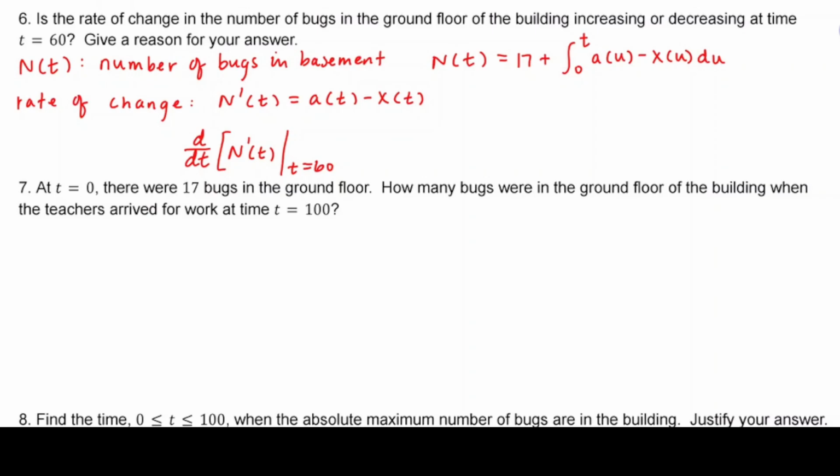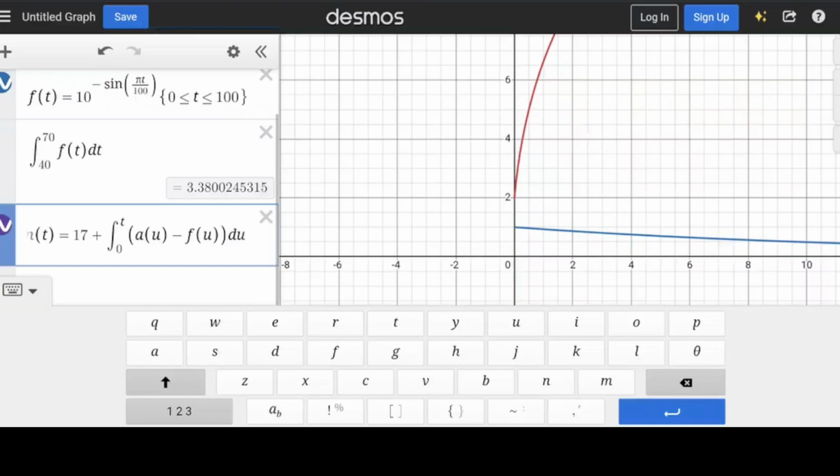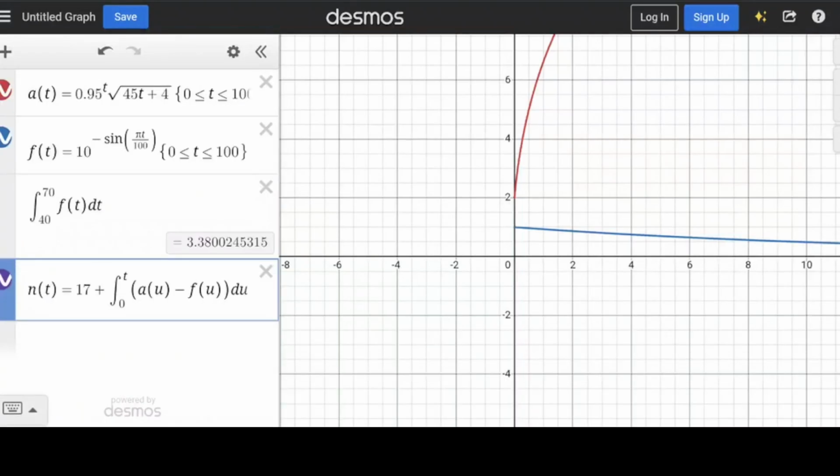So I'm going to go back. Okay, I've got it typed in. I've got n of t equals 17 plus the integral from 0 to t of a of u minus f of u du. And, oh, look, it's offering to graph it in purple. And I don't really totally see that. Oh, yeah, because we're starting at 17. Okay, that makes a lot of sense. But I don't think I really need to graph this.